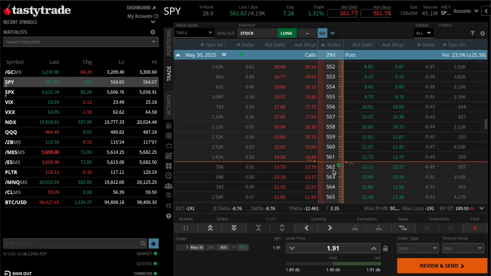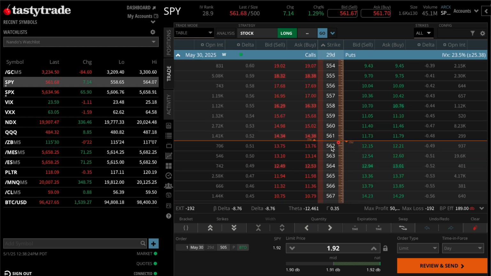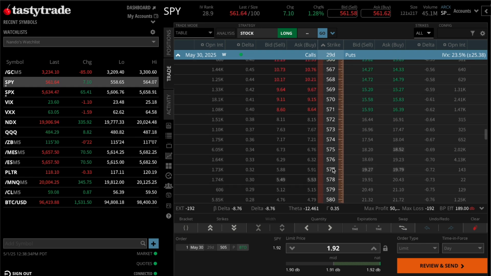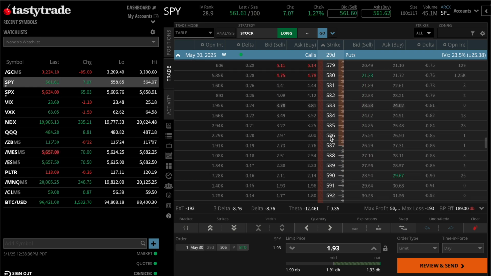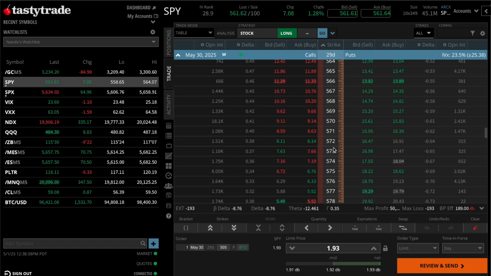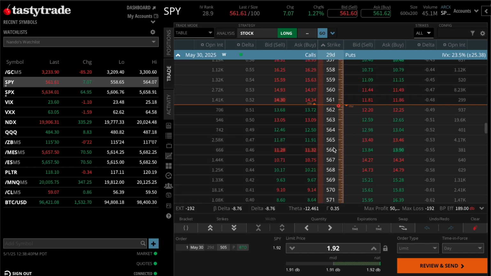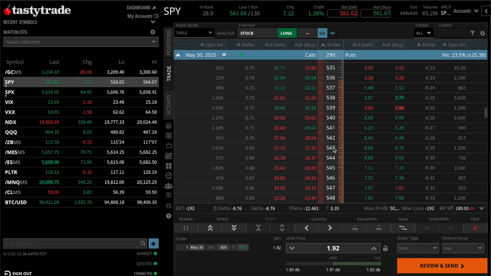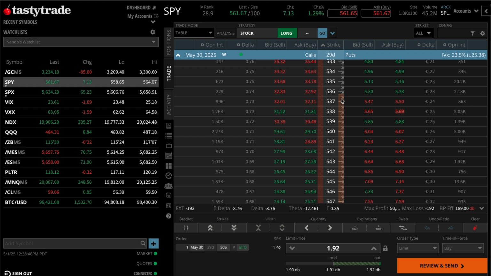That's what the market expects. So from current prices, we're expecting $25 up or $25 down, roughly a 50% range. So on the upside, this is going to be around 587. And on the downside, $25 down is going to give me roughly 537. So we can see that's the expected move to the downside and the expected move to the upside.